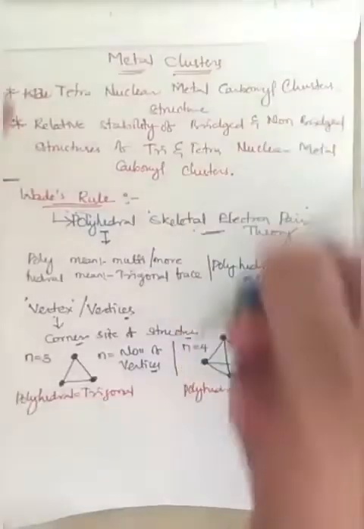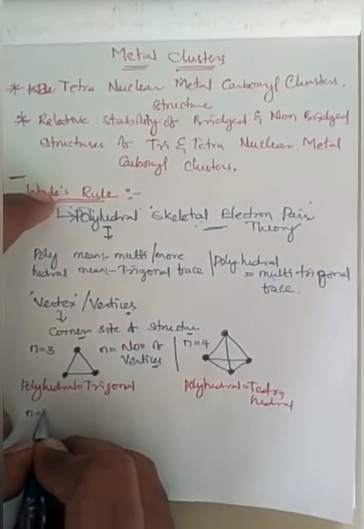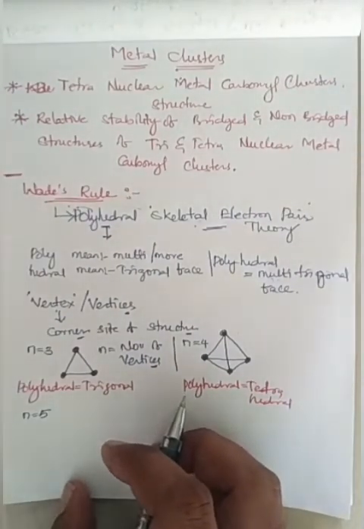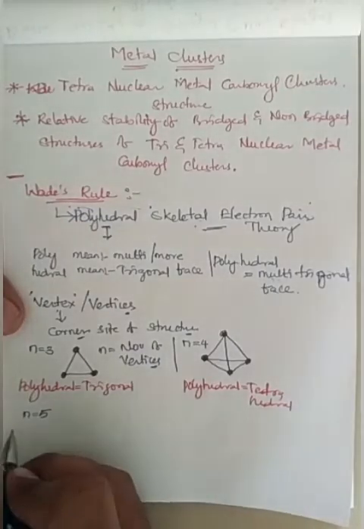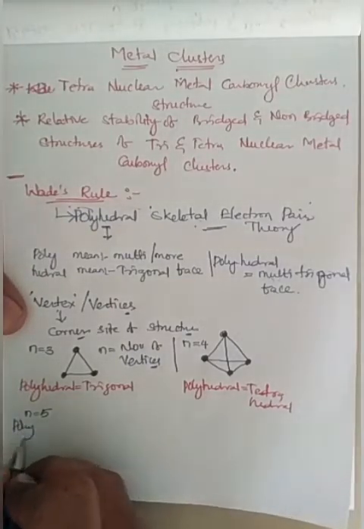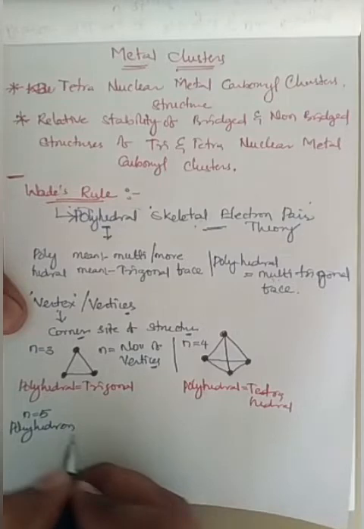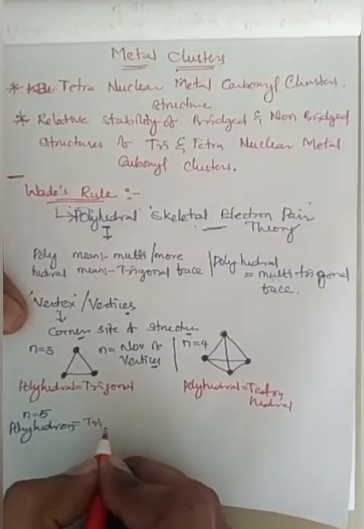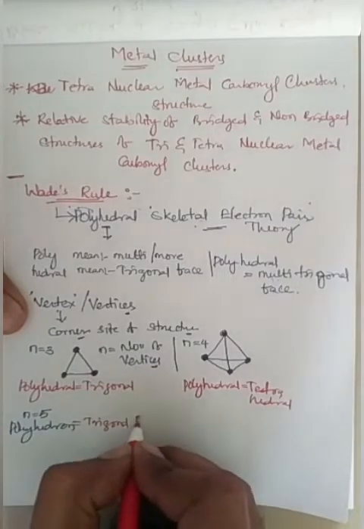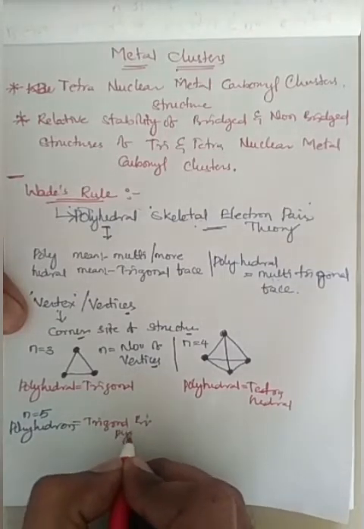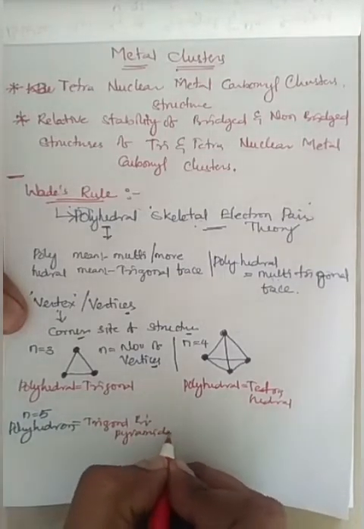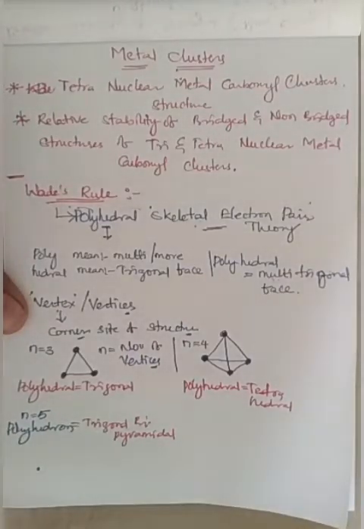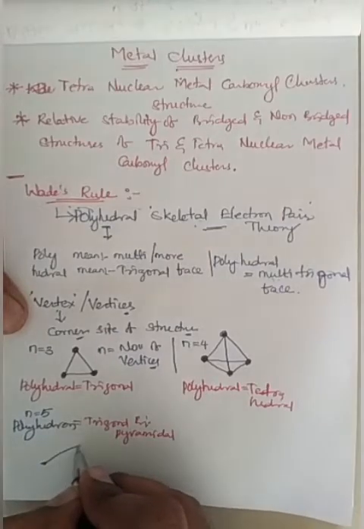right? Like that, when n is equal to 5, right, when the number of vertices is 5, then the polyhedron will be trigonal bipyramidal, right? The structure will be like this.